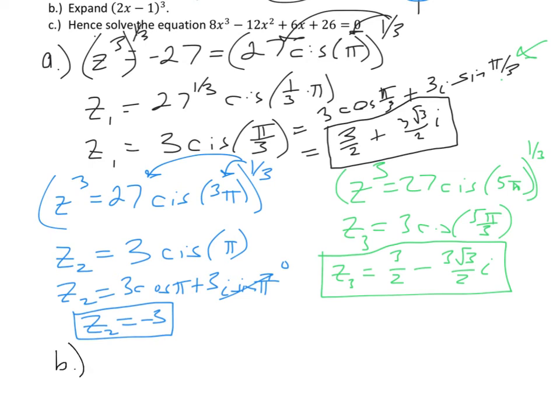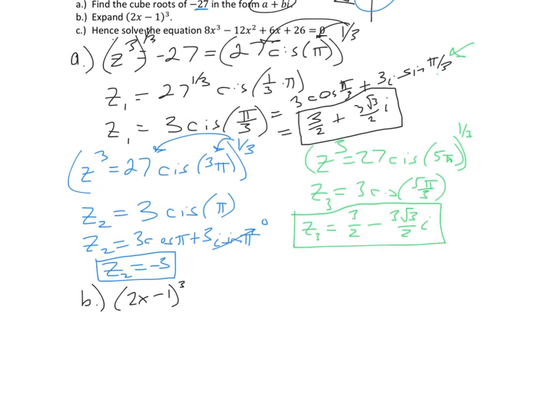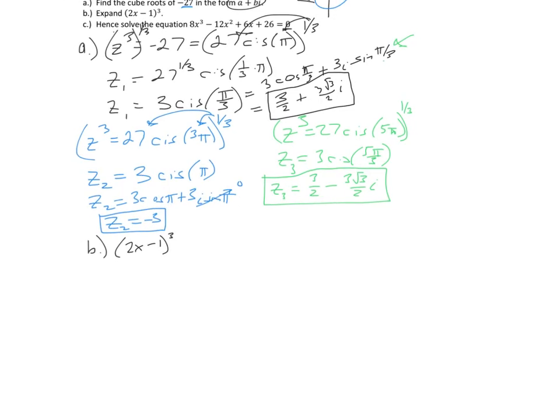Part B of this, they want me to expand 2x minus 1 cubed. All right. I want to keep all of this work here because we're going to need it, but I need some more space to work with here. This really goes back to what we learned about our binomial expansion triangle and the binomial expansion theorem. So if you build your binomial expansion triangle down to the third row here, we'll find that the row we want is 1, 3, 3, 1.